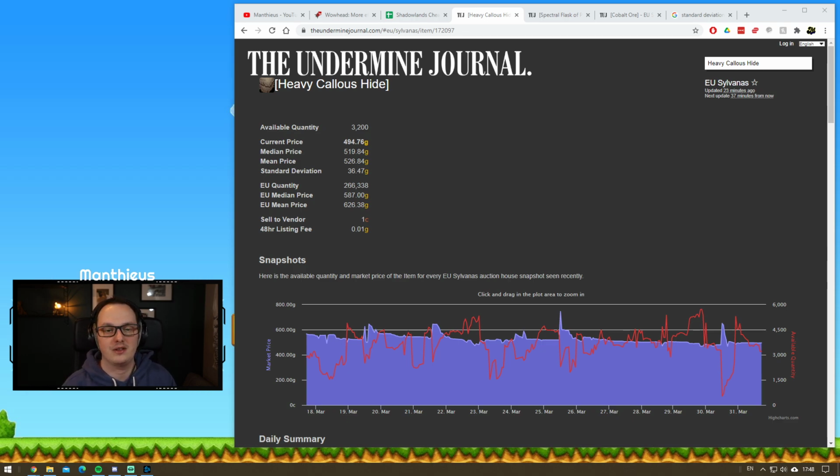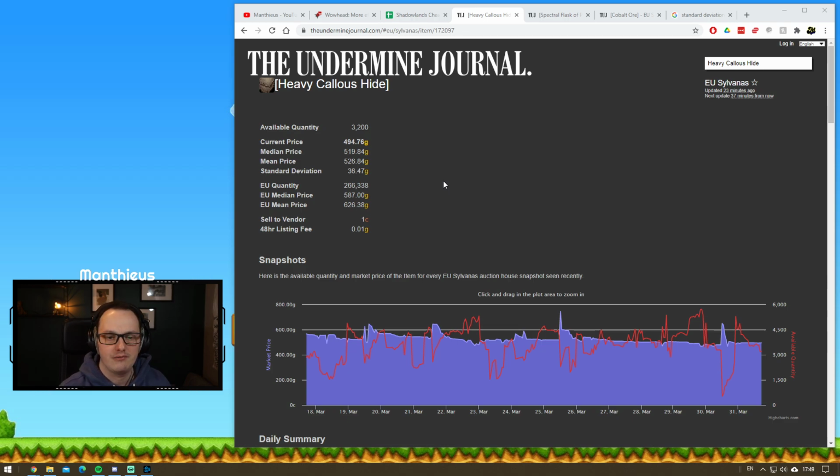What are we looking at with the Undermine Journal, and what are some of the things that tend to confuse people? Well, I've picked up a family favourite, or at least a channel favourite, should I say, the good old heavy callus hide. It's a material that everybody is aware of currently. It's a skinner's dream, and leather workers need to buy it in stupid numbers. But you see, you go onto the Undermine Journal and you look at heavy callus hide and what's presented to you, you've got all of these numbers, and what the hell do they all mean?